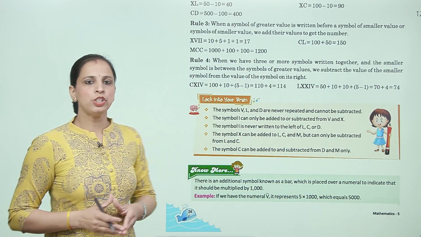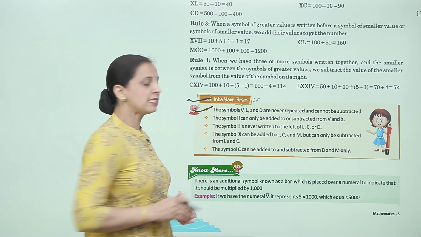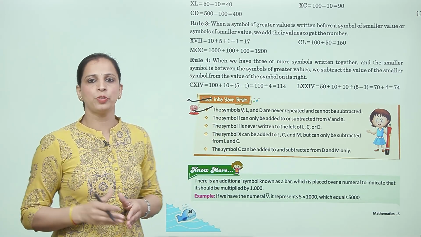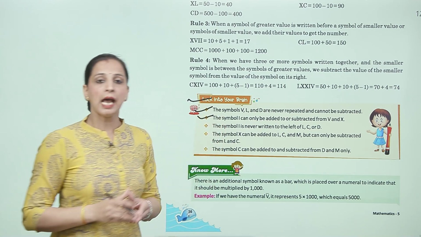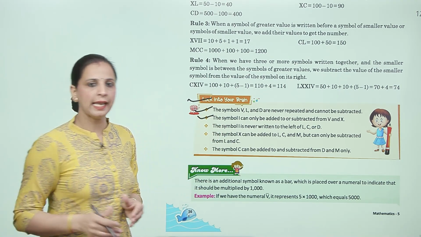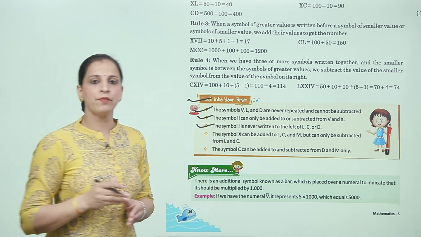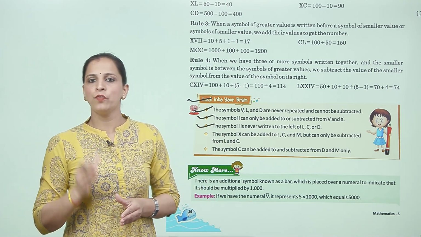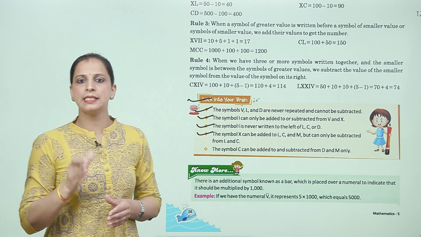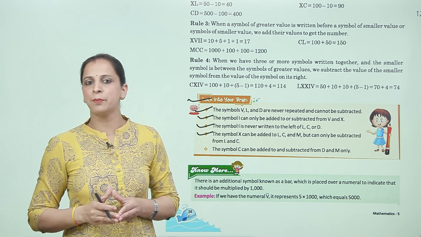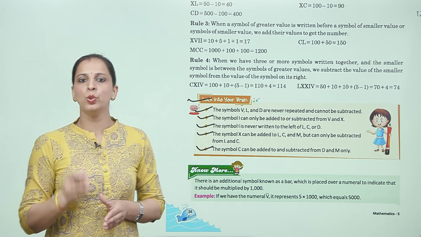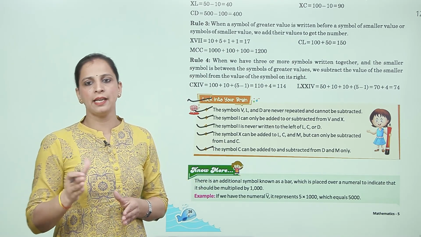Now, lock into your brain. First, the symbols V, L and D are never repeated and cannot be subtracted. Next, the symbol I can only be added to or subtracted from V and X. The symbol I is never written to the left of L, C or D. The symbol X can be added to L, C and M but can only be subtracted from L and C. The symbol C can be added to and subtracted from D and M only.